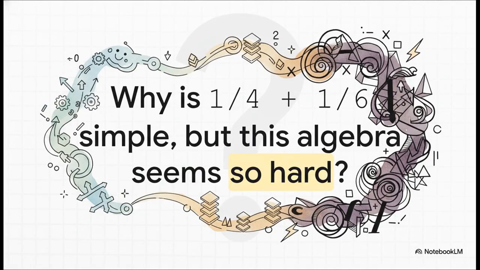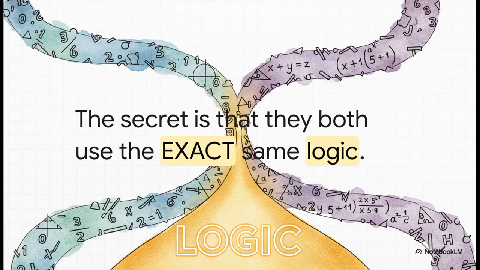All right, so let's just start with a question. Look at this. On one hand, you've got 1/4 plus 1/6. You've been doing that for years, right? No sweat. But then you see that thing on the right, and it just looks like a completely different beast, totally intimidating. But what if I told you it's not? Because here's the big secret, the thing that makes it all click. They both use the exact same logic. I mean it. The thinking you use for the simple problem is the very same thinking you'll use to tackle that monster. It's just a matter of perspective.